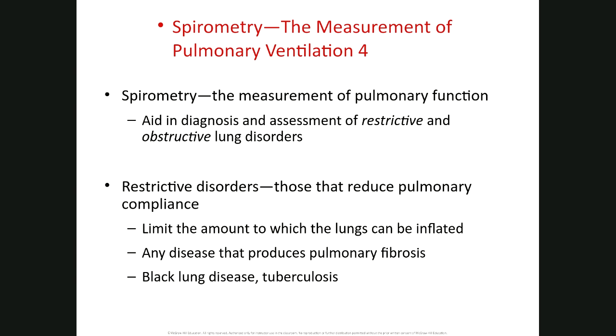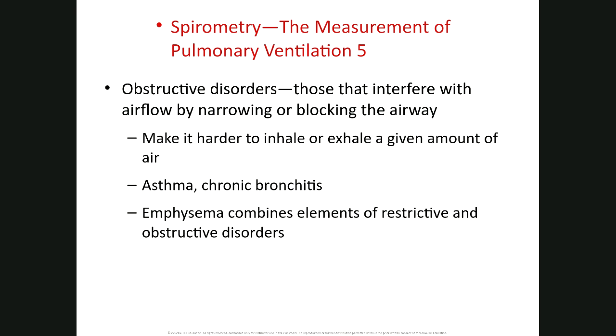There are diseases in the lung that might restrict your expansion, and these are diseases like black lung disease and tuberculosis that are actually in the tissue of the lung. These define your restrictive disorders. There are also disorders that are obstructive, and some examples are asthma, chronic bronchitis, and allergic reaction, which can also be obstructive, causing the vessels to become smaller. Emphysema combines elements of restrictive and obstructive disorder, but it's also a condition of the lung.